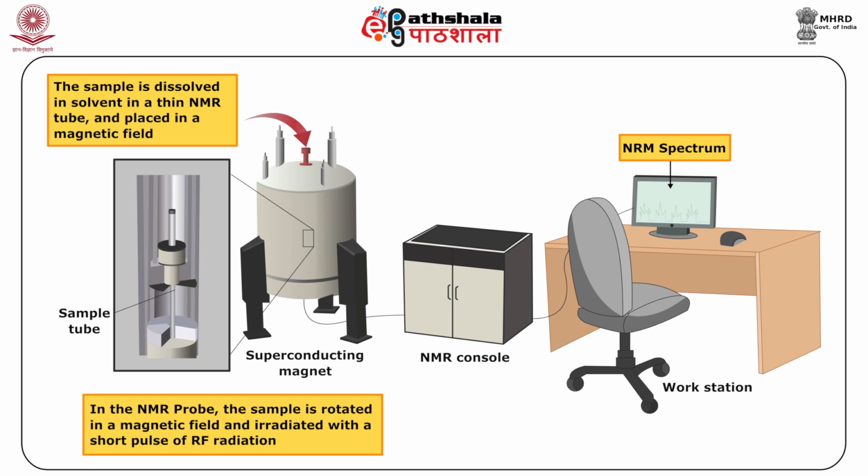Since each FID is acquired in 1 to 2 seconds, it is possible to acquire hundreds of FIDs in just a few minutes. And the FIDs can be summed and averaged to greatly improve the signal to noise ratio of the resulting FID. Now, all these details that I have just mentioned are easily seen in this figure, which shows a schematic representation of a modern FT-NMR instrument.